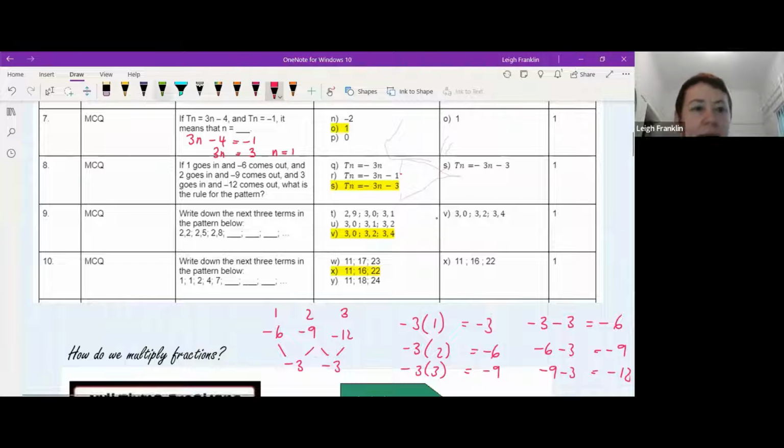Sorry. Kat, am I right? I have made a mistake, isn't it? Because if you were going up in increments of 3, then this should be 3,1, shouldn't it?